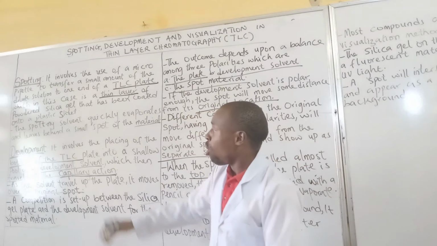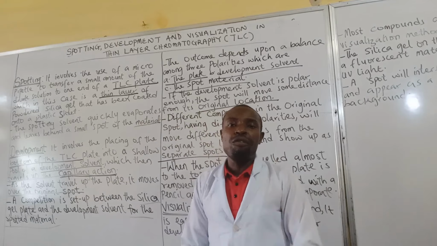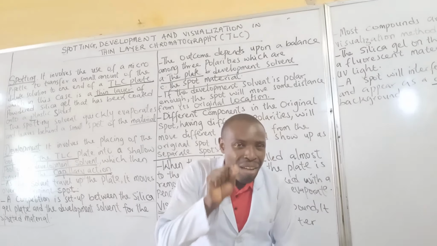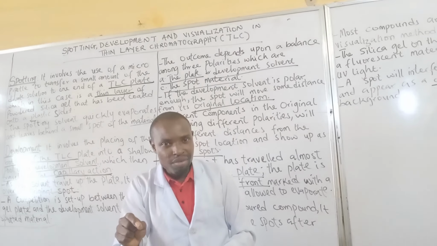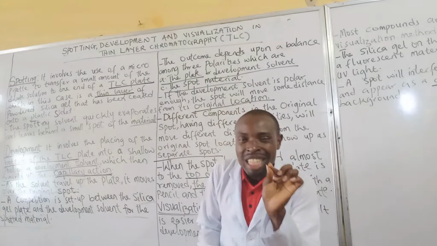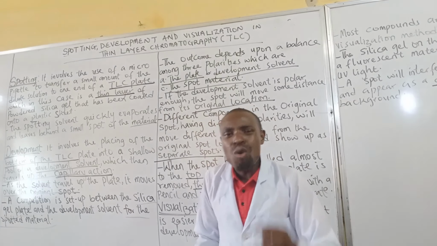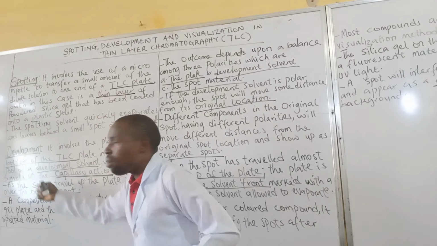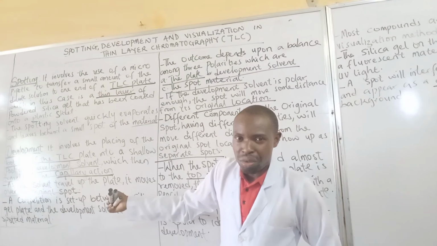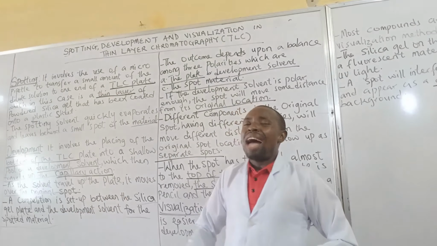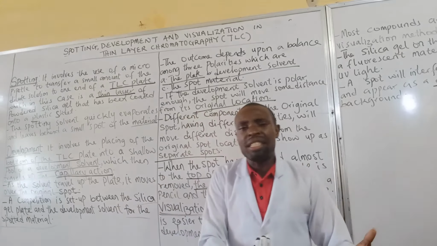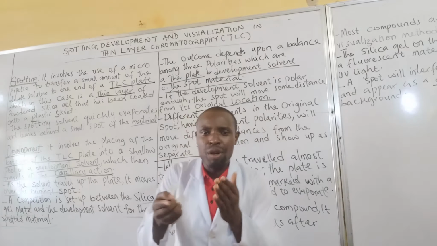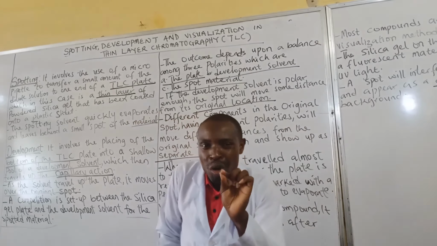Then, in the case of the development step, we said that it involved placing this TLC plate in a shallow pool of development solvent, and when it is placed in that development solvent, it should be understood that it travels up by what we call capillary action. That it travels up. At the same time, a competition is set between the silica gel and the development solvent for that spotted material.